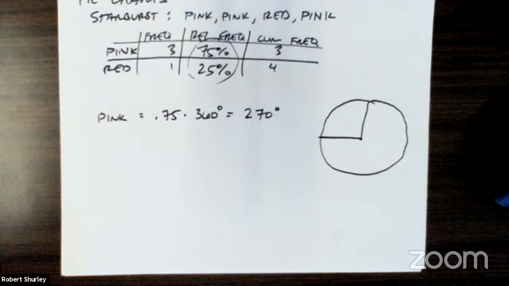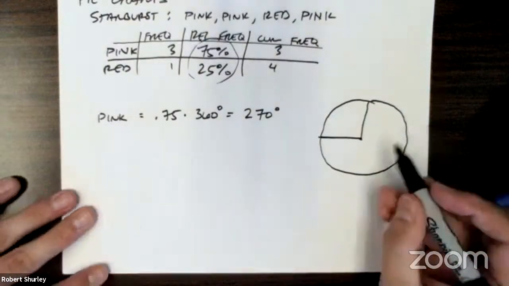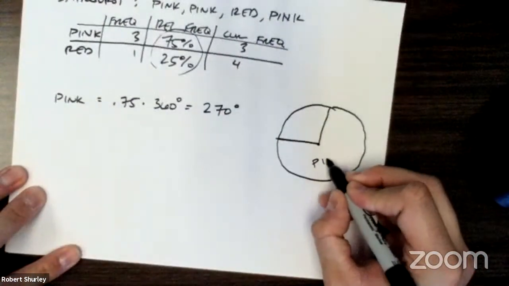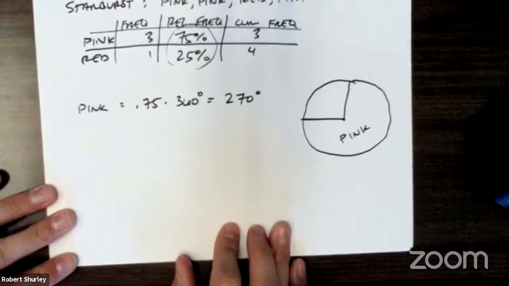I do right now. I have red. Oh yeah, I do. Okay, so this would be pink's wedge on our pie chart.